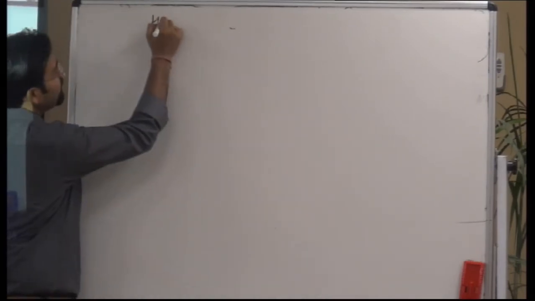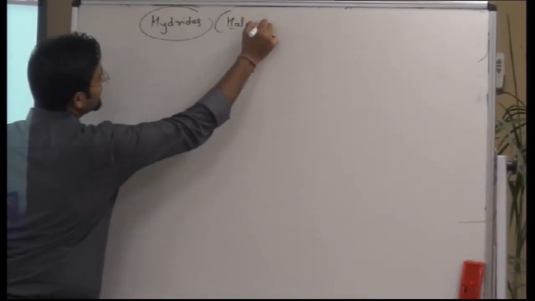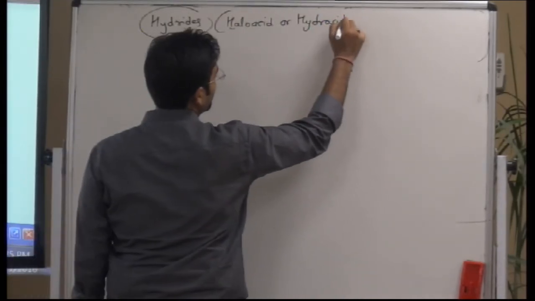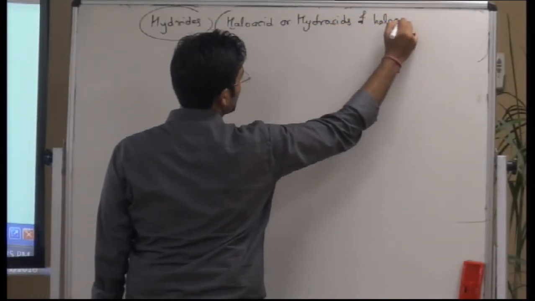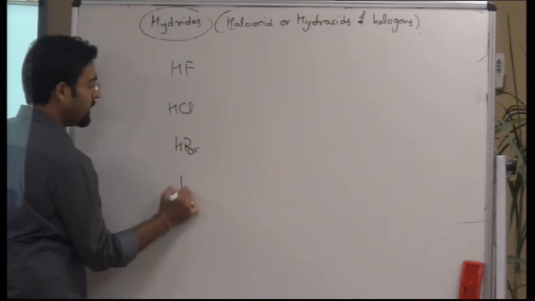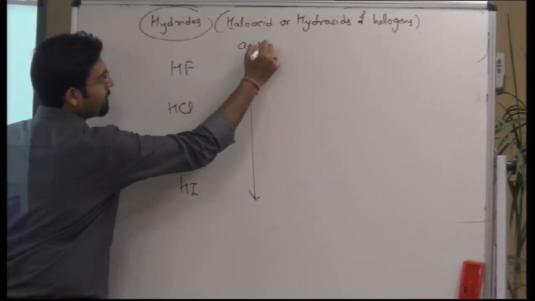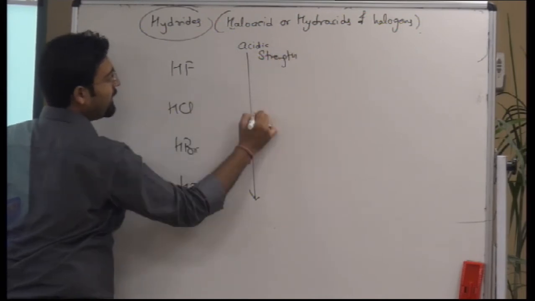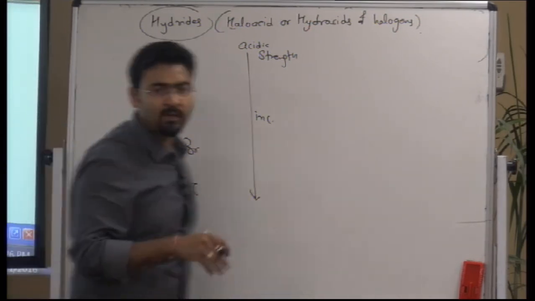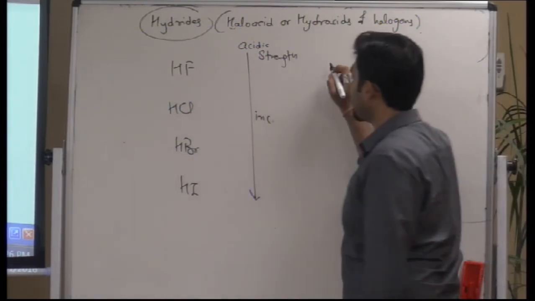Another important compounds of halogens are hydrides, which are also called haloacids or hydra acids of halogens: HF, HCl, HBr and HI. So if I talk about their property, their acidic strength increases down the group because of the increase in bond length. Though if I go into detail, it can be explained thermodynamically as well, but we can remember it simply by the bond length and the electronegativity factor, which we have studied earlier.